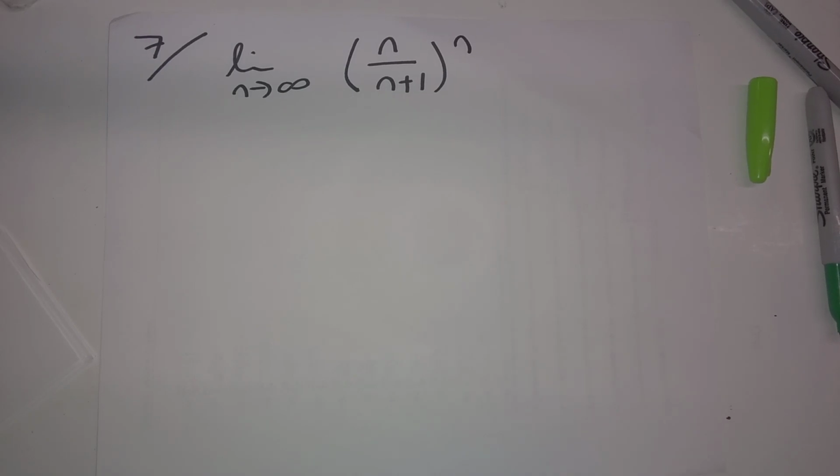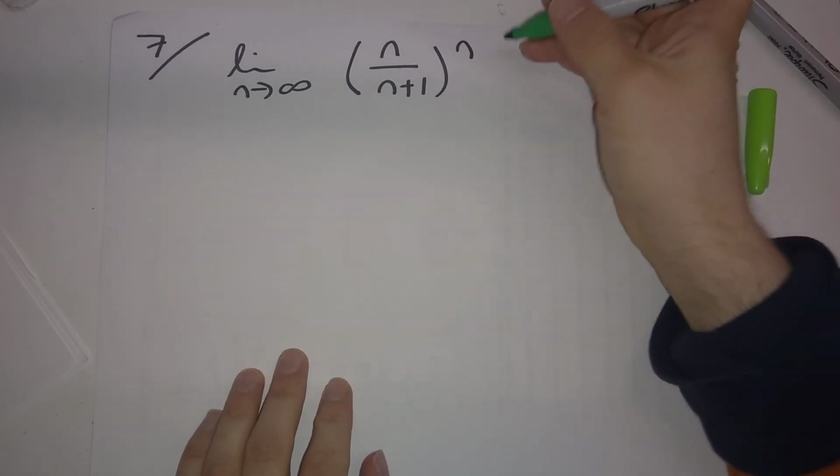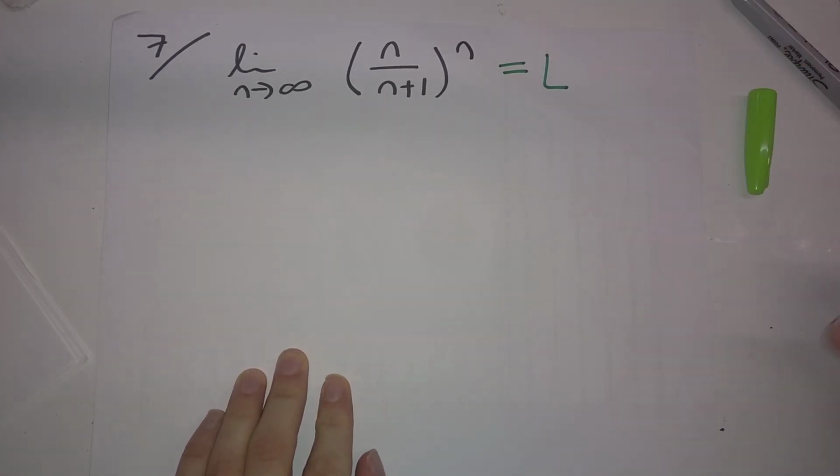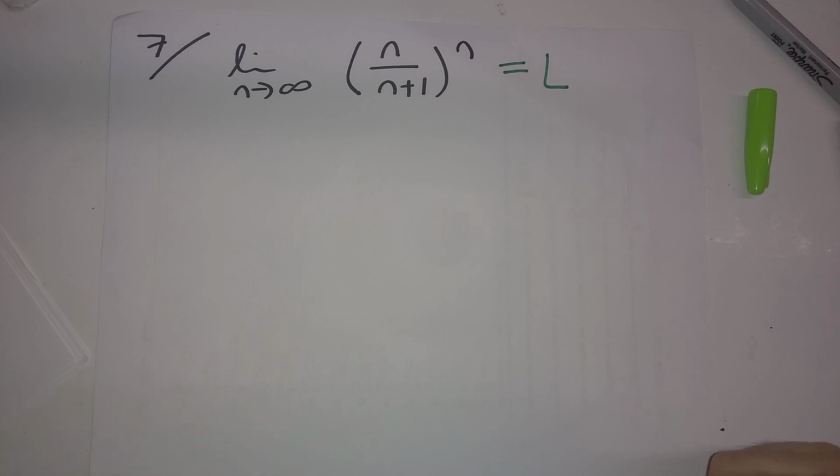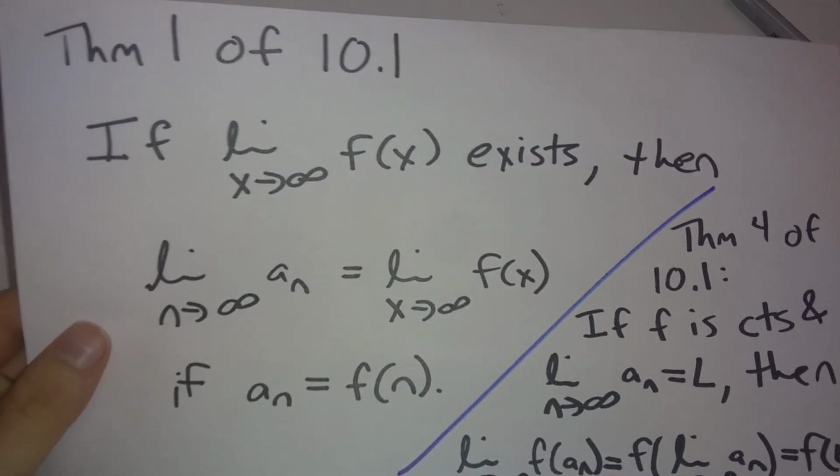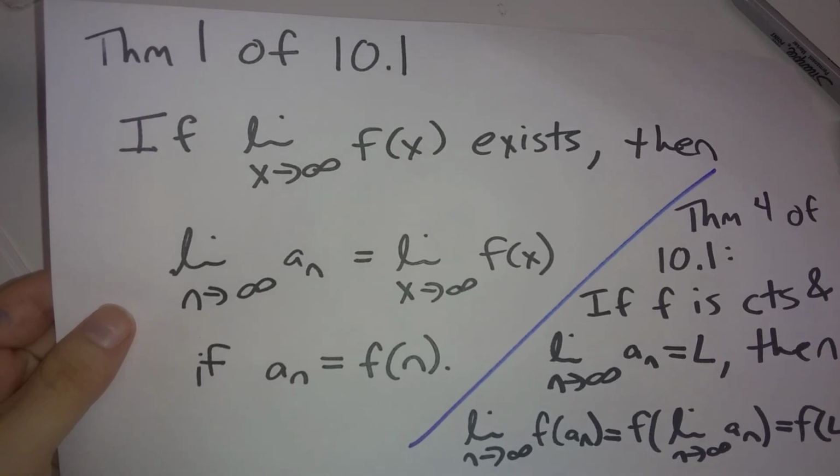Question 7, evaluate the limit as n goes to infinity of (n divided by n plus 1)^n. Let's call this L. So now we can say we're looking for L. So the first thing we're going to do is pull back this theorem from section 10.1.